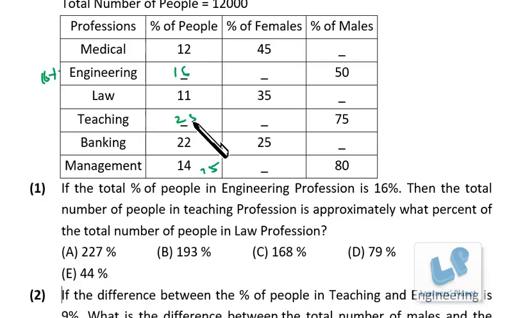So that's 25. So teaching profession is 25% of 12,000 and law is 11. So that's more than double, so more than 200%. So we have just one option, that is 227%, right? No need to calculate the actual data, no need to use this total number of people, that is 12,000. Okay.